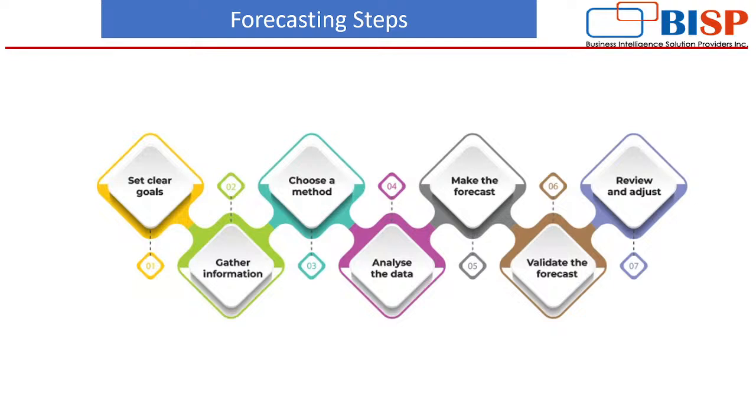Next, you have to pick the right forecasting technique. You have to choose the right method, which is based on your goals and the available data. There are various methods, including qualitative approaches and quantitative methods, that is, statistical models and algorithms. The fourth step here is you have to choose the method to examine the data and look for patterns, trends, or relationships.